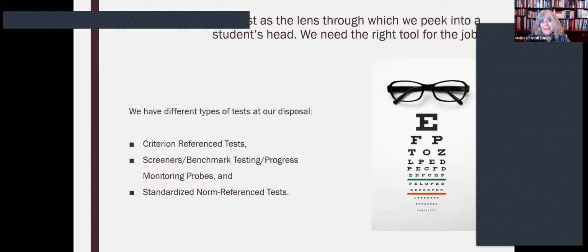Criterion reference tests are different from standardized norm reference tests, which are different from progress monitoring probes. I just wanted to go through each one real quickly so that we can get to the exciting stuff for the day, which is that bell curve. So let's begin. As educators, we all know about criterion reference tests, right?